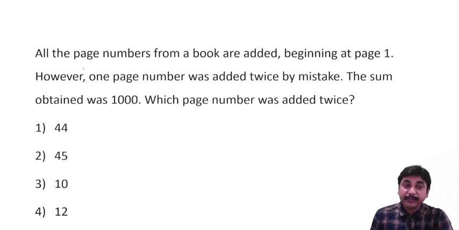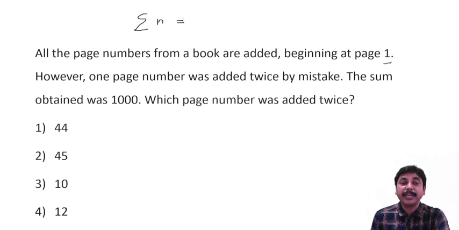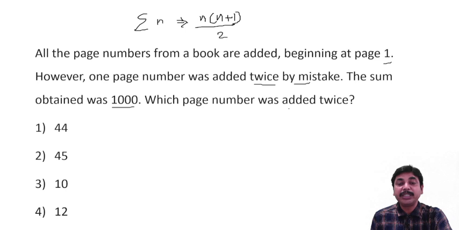Now, again, this is a very good question, my dear friend. All the page numbers from a book are added beginning from 1. Now, you must know the summation of the first n consecutive numbers. This is always equal to n into bracket n plus 1 divided by 2. However, one page was added twice by mistake. The sum was 1000. Which page number was added twice? Now, the sum is 1000.